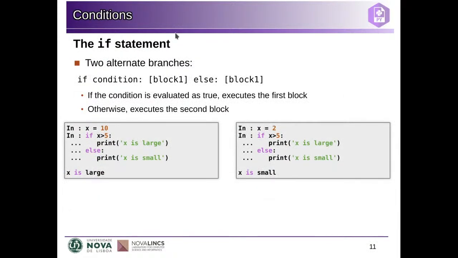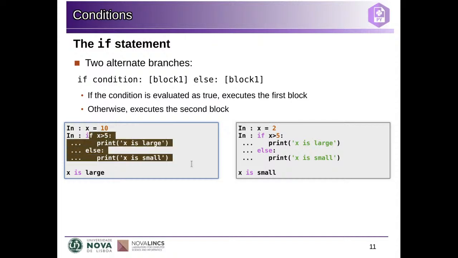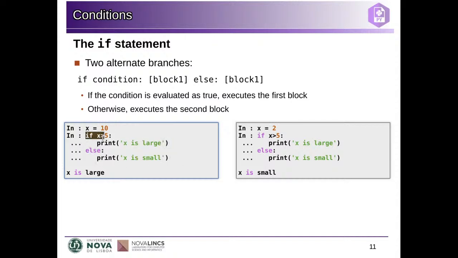We can also branch into 2 alternate branches that are mutually exclusive. So if we need to do something if the condition is true, or something else if the condition is false, then we can use the else block here. So else belongs to the construction of the if statement. You start with if, you have one block of code. This one will be executed if the condition is true. And then you can have else and another block of code that will be executed if the condition is false.